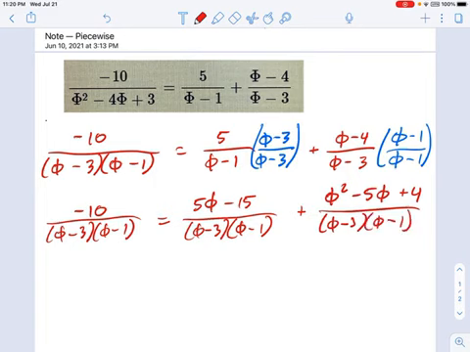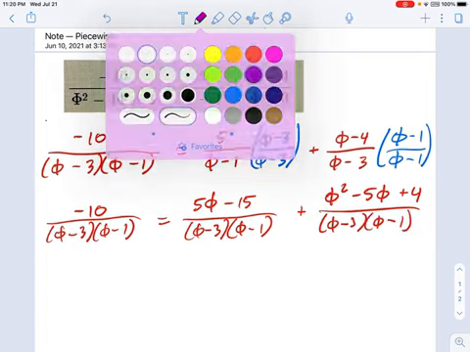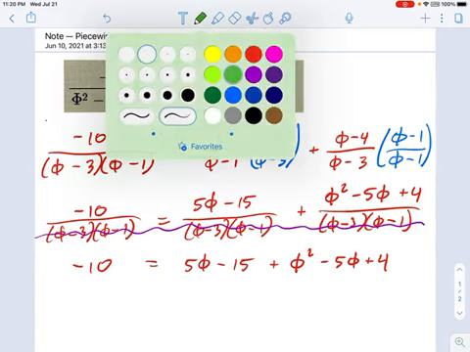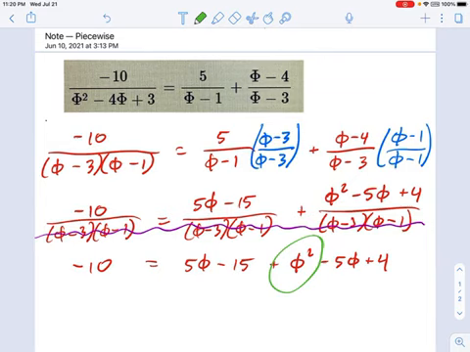I'm all done. So because the denominators are all equal, I'm just going to come through here and cancel them all out. I can do that because it's an equation. Don't try this with regular fractions, but once you see that equal sign in an equation, you can get away with a lot of stuff. So minus 10 equals 5 phi minus 15 plus, a lot of stuff here, phi squared minus 5 phi plus 4. And now because I see that there's a quadratic term here, remember I had a feeling this was going to happen. That's a quadratic term. There's linear terms right there.